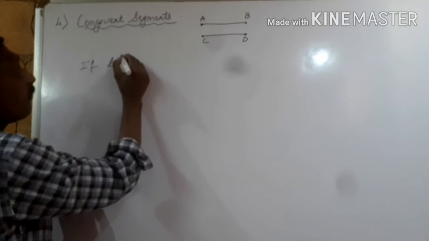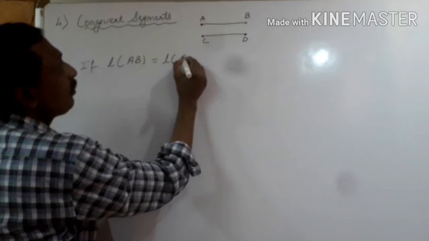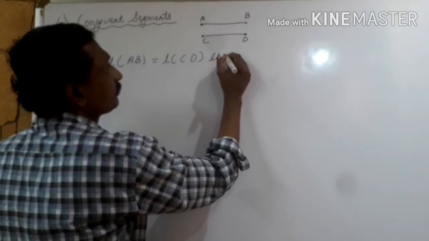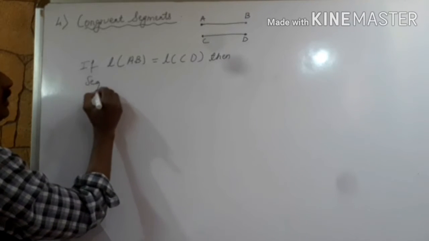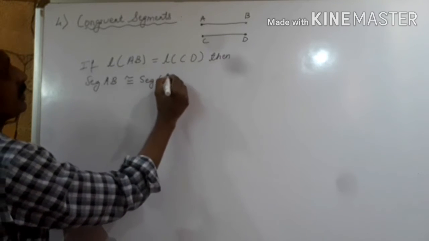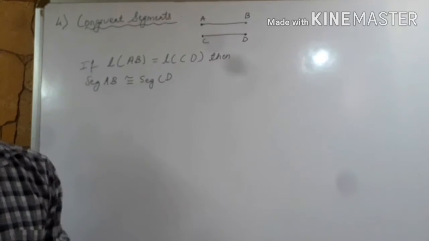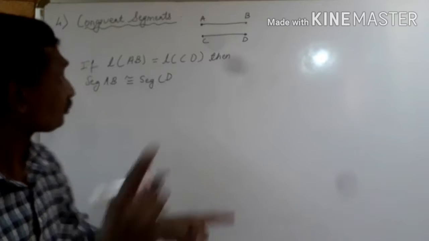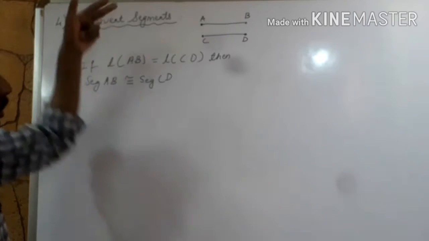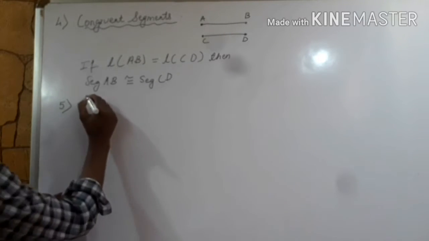If length of AB is equal to length of CD, then segment AB is congruent to segment CD. If their lengths are equal, then we say that segment AB is congruent to segment CD. Now we'll do the fifth, some properties of congruent segments. Now we know what congruent segments are, so let us do their properties.